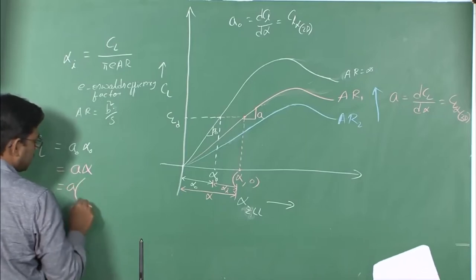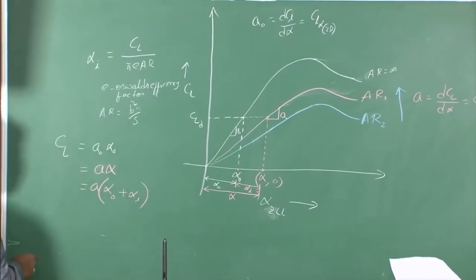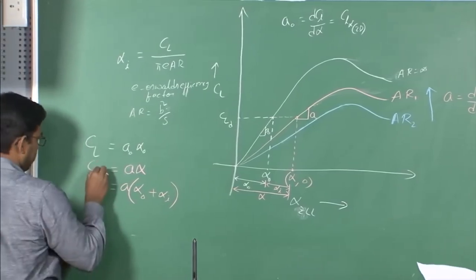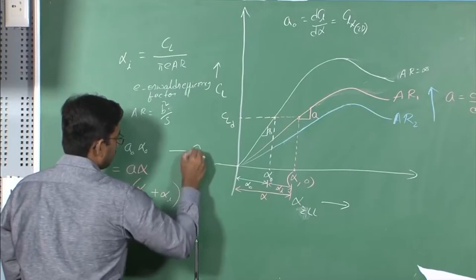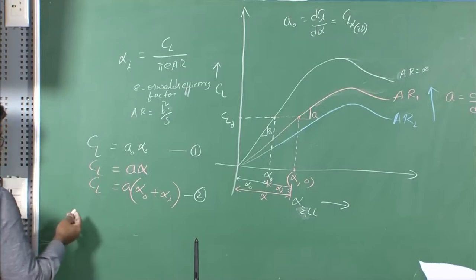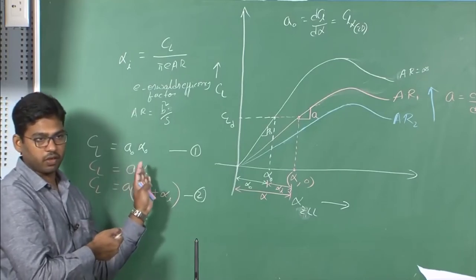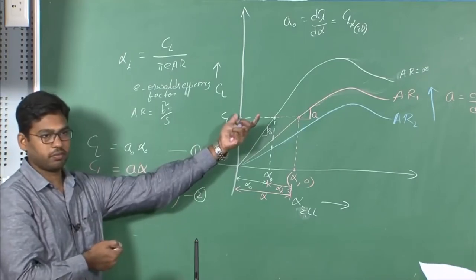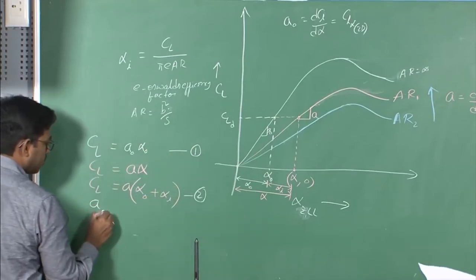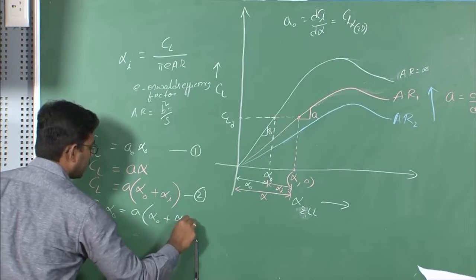Right. So, this alpha is alpha naught plus alpha I. Right. So, this is my equation 1 and this is my equation 2. Right. Now, comparing 1 and 2, since we are producing the same design CL by using an airfoil and wing, the lift is the same in either case. So, from equations 1 and 2, what we have is a naught into alpha naught is equal to a into alpha naught plus alpha I.